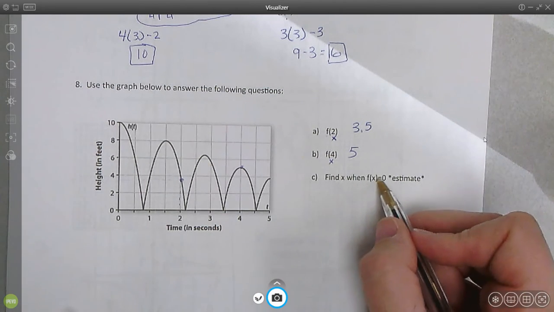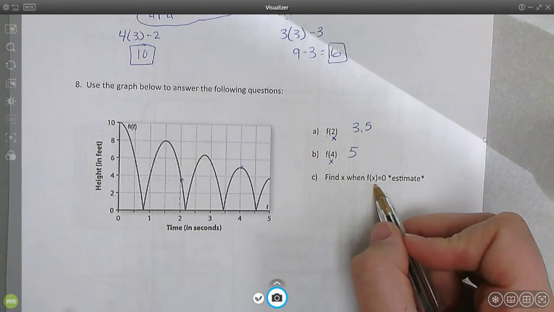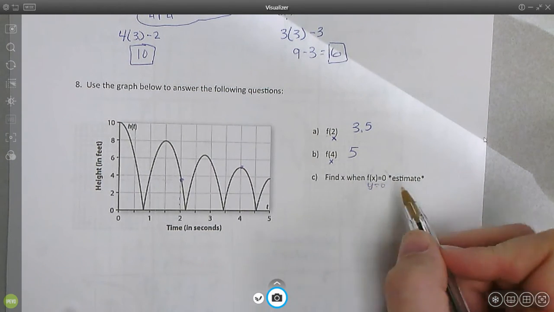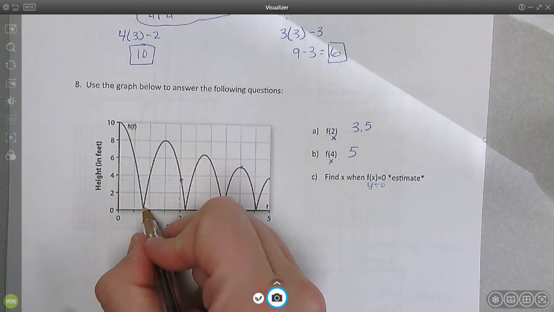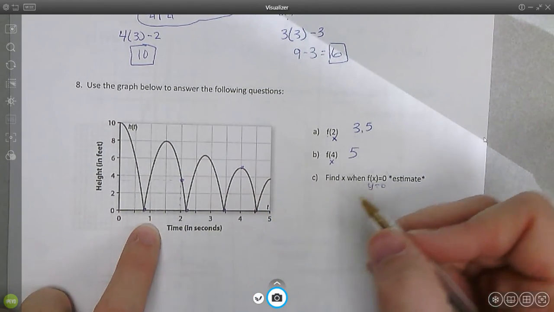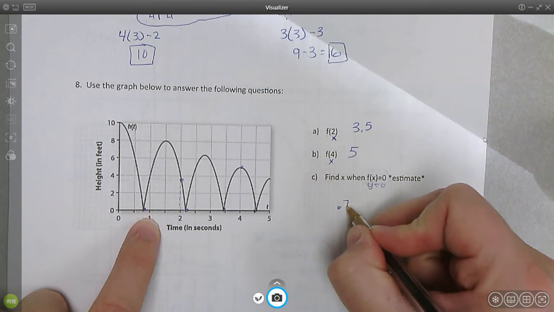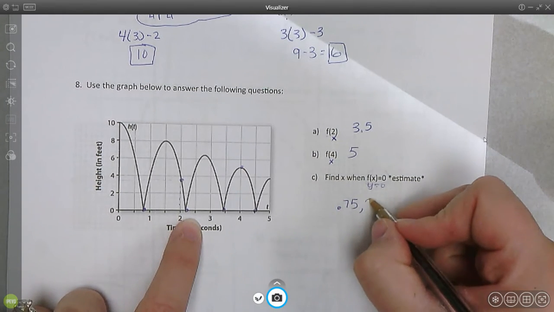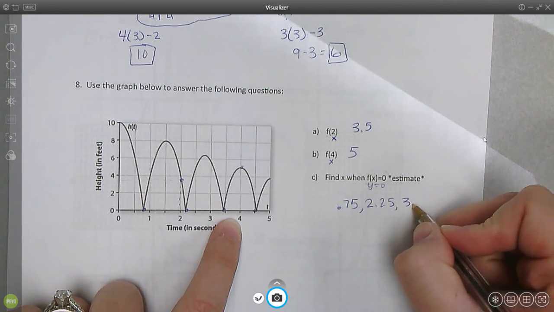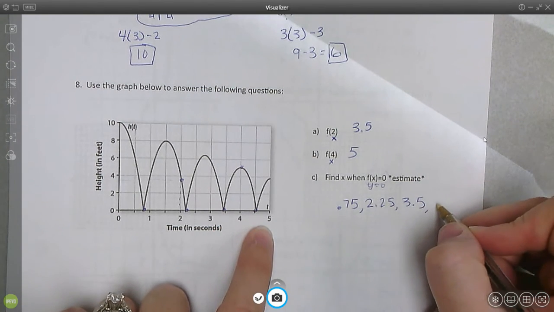Then it says find x when f of x equals 0. So f of x is 0, so that means your y equals 0. So we have an answer here, here, here, and here. So this is at about 0.75. This is at about 2.25. This is at about 3.5, and this is at about 4.5.